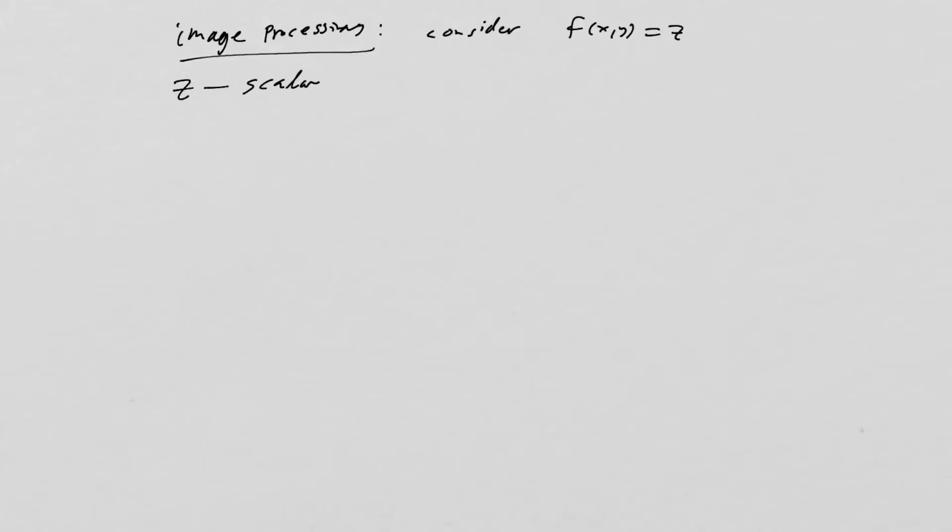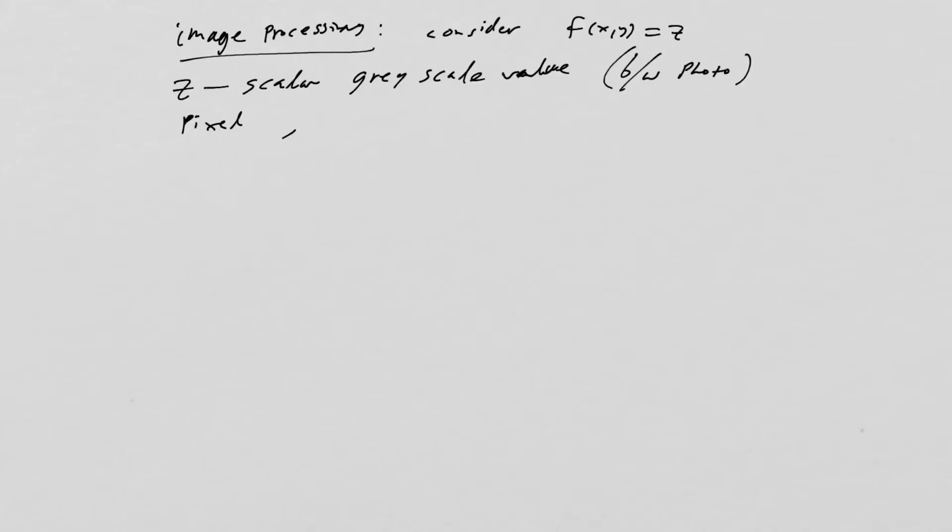Let's talk about image processing. Okay, we're going to consider that f of x comma y represents, I'm going to back up and say this is actually equal to z, where z is going to be basically a scalar gray scale value. So what we're talking about here is a black and white photo, and it's going to be a pixel of an image.